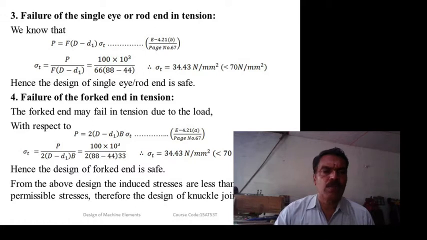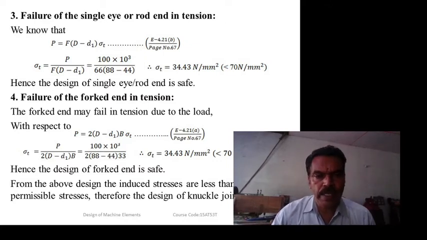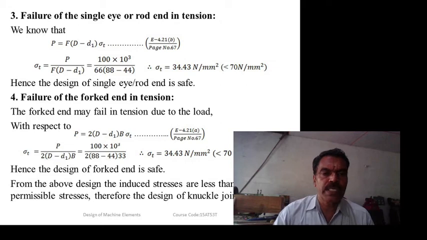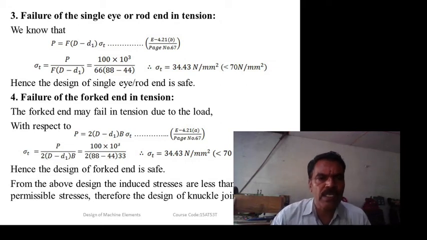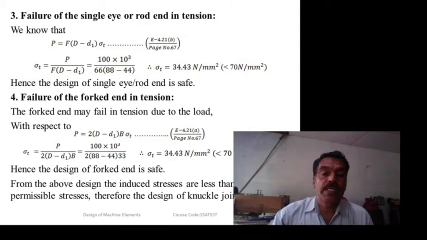So sigma t has to be taken outside and the remaining data should be substituted in this equation. Finally we will get sigma t. Therefore sigma t is equal to 34.43 Newton per mm square. This is the induced tensile stress of the forked end, and it should be less than the given permissible value, hence the design is safe, because it is less than the given permissible value.